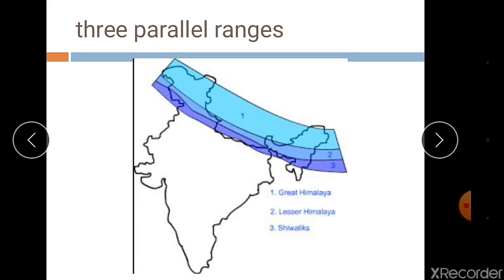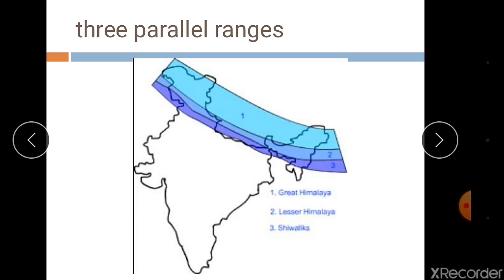World's highest peaks are located in this range. All highest peaks are located in this range. It contains all the prominent Himalayan peaks. Those peaks are Mount Everest, Kanchenjunga, Dhaulagiri, Annapurna, Nanda Devi, Kamet, Namcha Barwa, Gurla. These all peaks are located in this range.